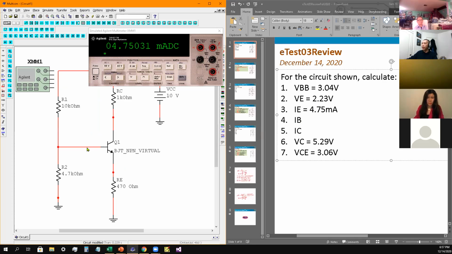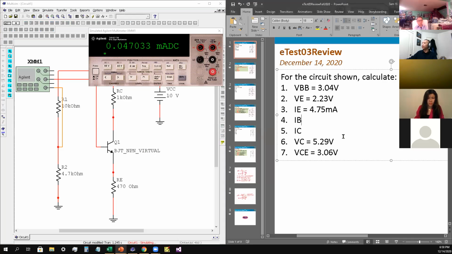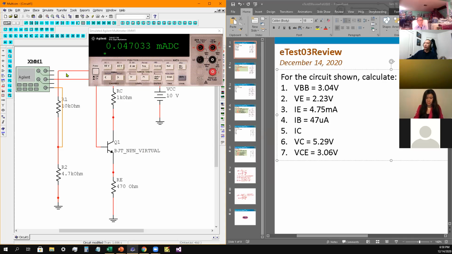Okay, next one is IB. So IB would be here. The high side goes here and the low side goes here. Once that is connected, turn on your simulation. Okay, it is going to say 0.047 milliamps. If you convert that into microamps, we move the decimal three places to the right. So 1, 2, 3, it'd be 47 microamp. So therefore, this one equals 47 microamp. All right, now we turn it off and disconnect the wire.